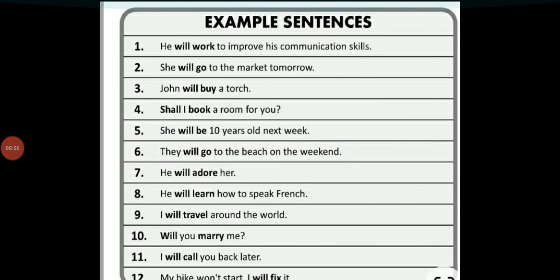There are so many examples of the simple future given. He will work to improve the communication skill. She will go to the market tomorrow. John will buy a torch. Shall I book a room for you? She will be 10 years old next week. They will go to the beach on the weekend. He will adore her. He will learn how to speak French. I will travel around the world. Will you marry me? Or I'll call you back later. These are the simple future examples.